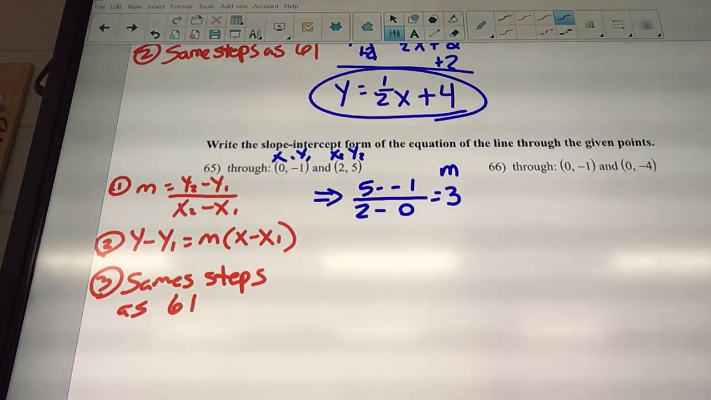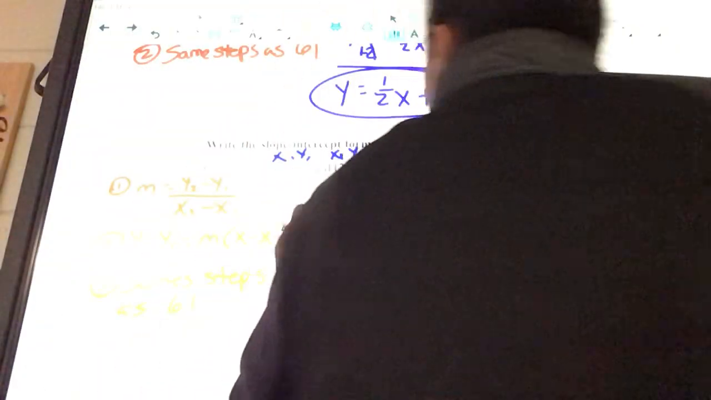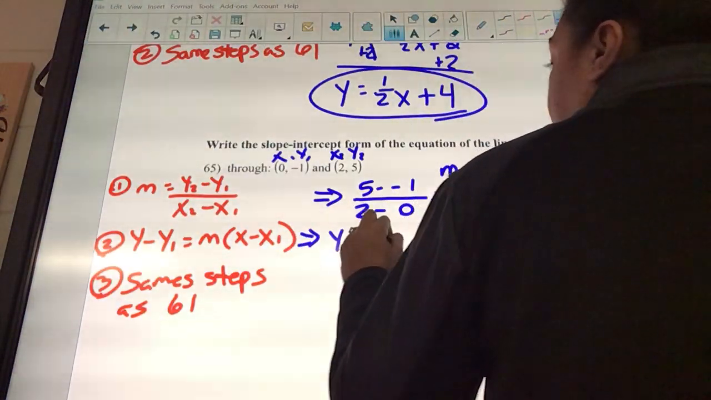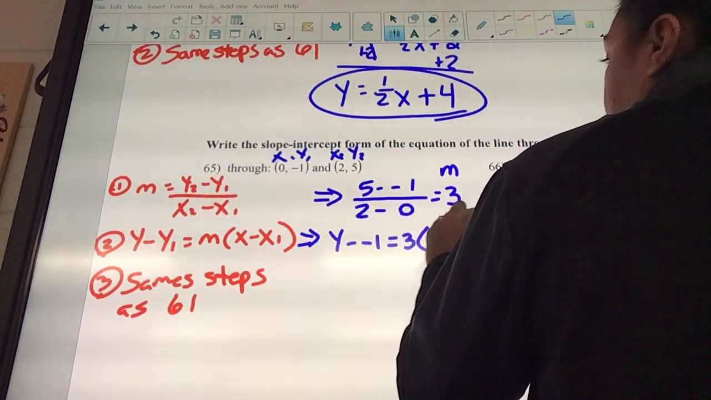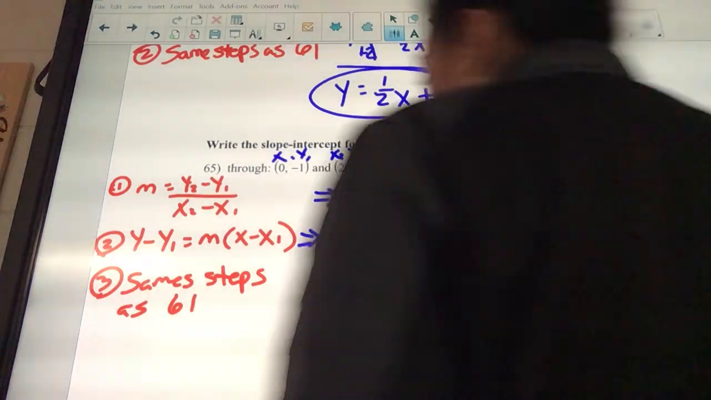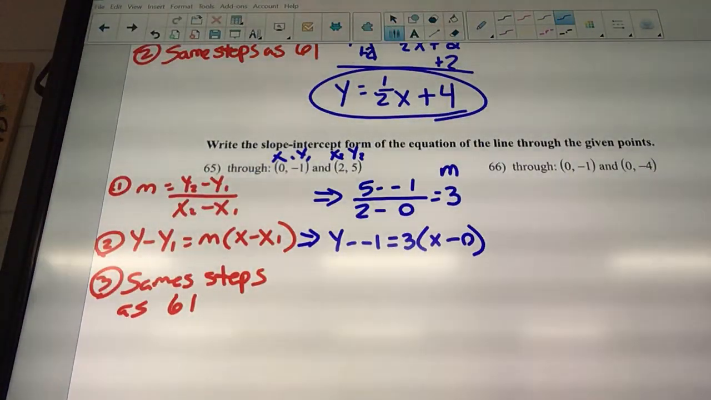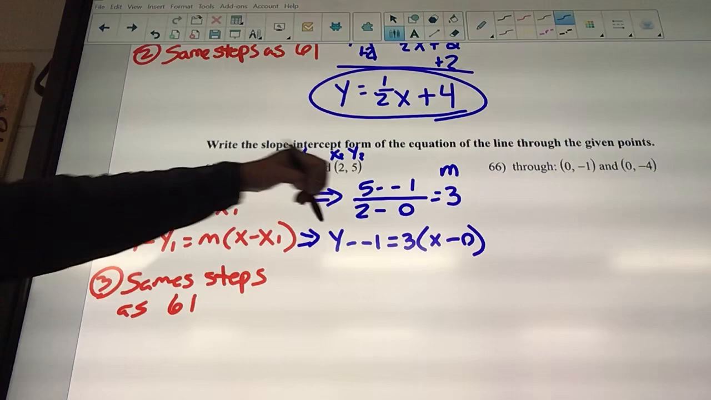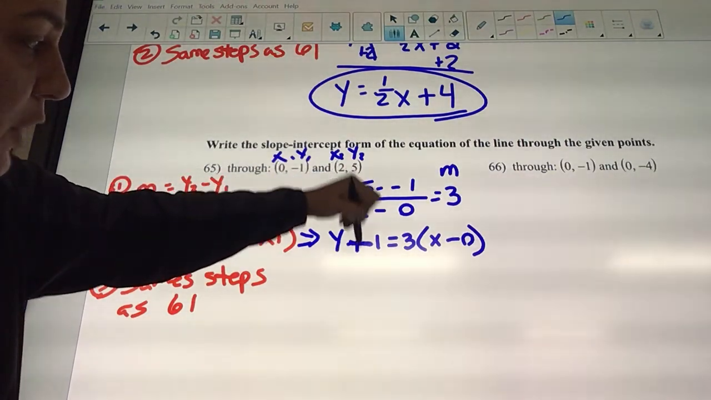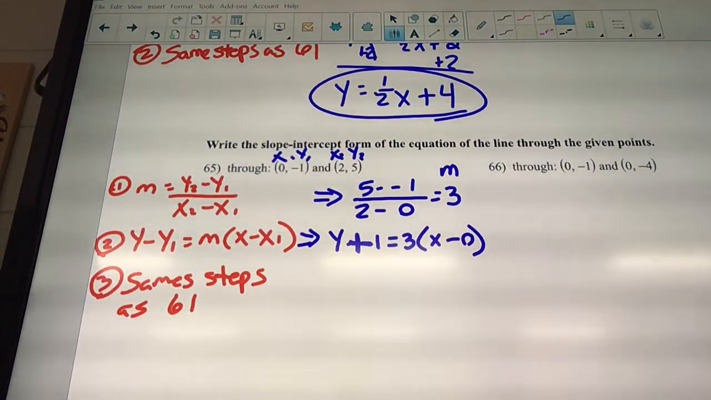Okay, so for this next part, we're gonna say y minus, my y1 is negative 1, my m, x minus, and my x1 is 0. And again, that minus minus makes a positive. So right here is really going to change and get a +1. That's the same steps as 61.